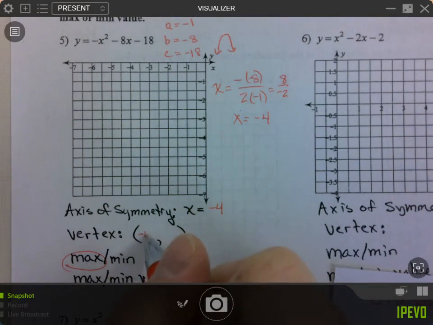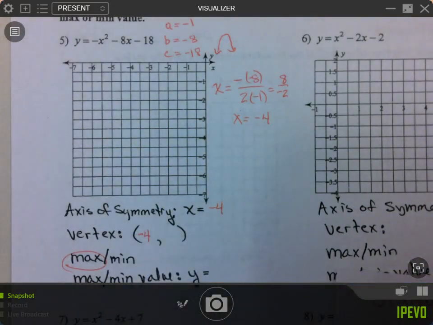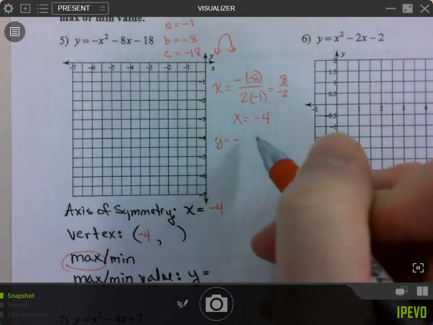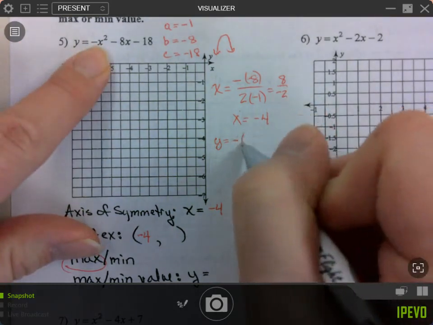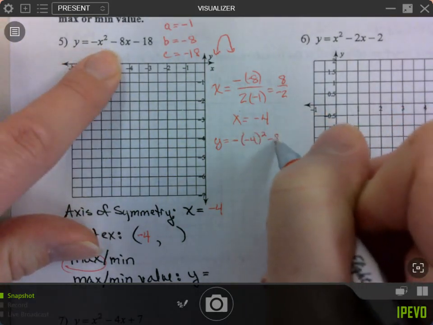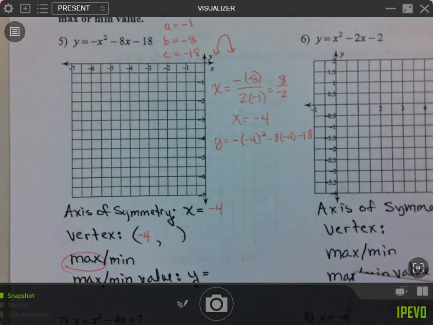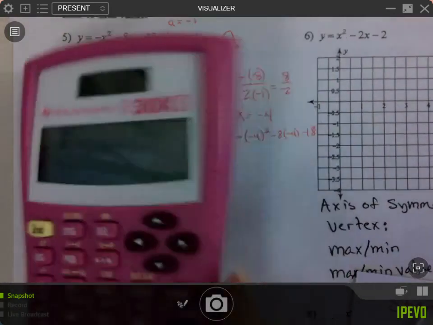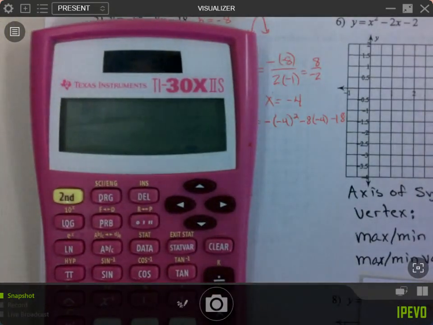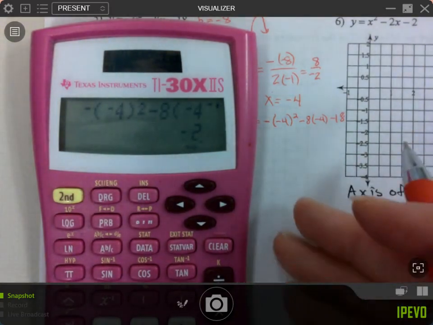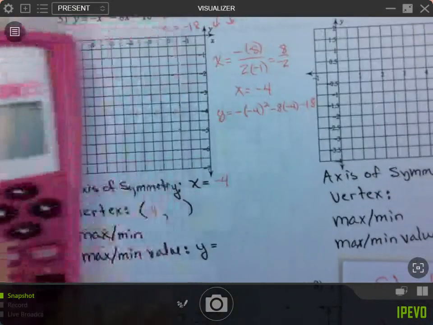The vertex is at -4. I need to find the y value. So how do I do that? Plug it in. Put your negative on the outside, and then parentheses, -4 squared minus 8. I'm recommending you use parentheses, and you are just going to type that in your calculators. So here I go. Negative and then parentheses. And now you can do this without a calculator, but it is a bit time consuming. You got to watch your signs. So I'm going to type it in, and I got -2. Anybody agree with me? Okay.